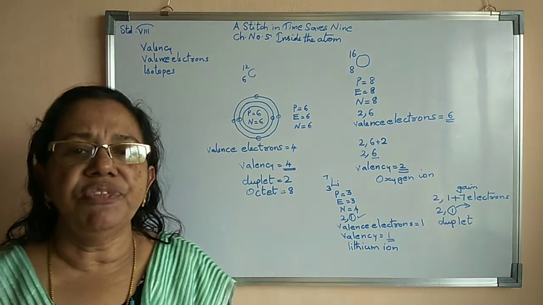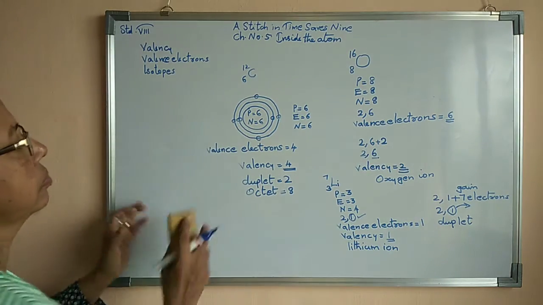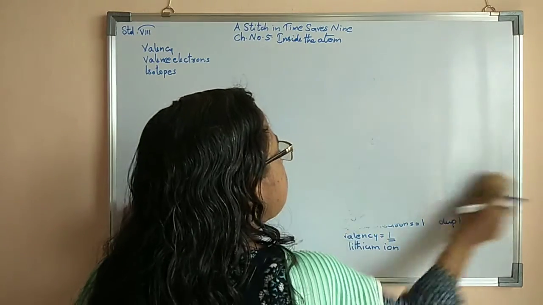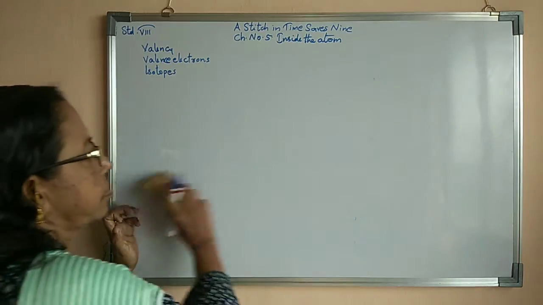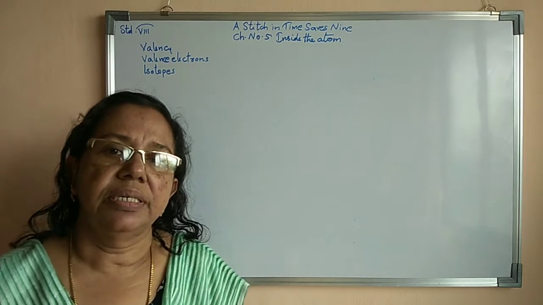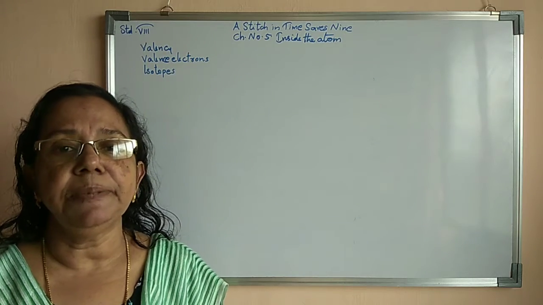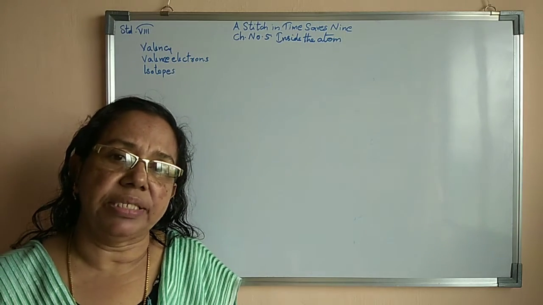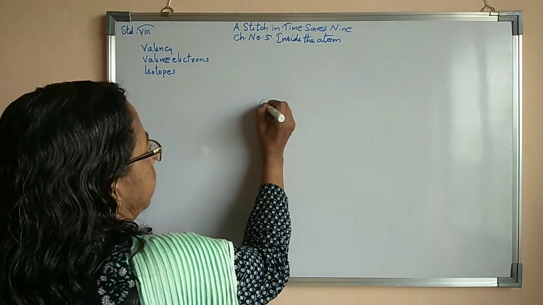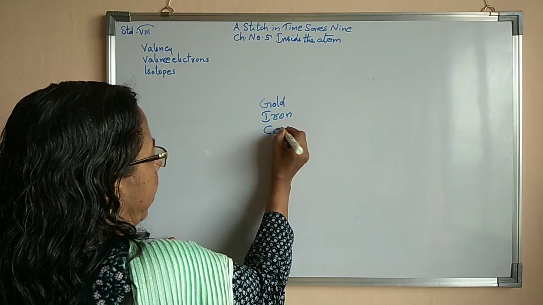Now we are going to study what isotopes are. Isotopes are atoms of the elements. Now what is their speciality? For example, I am showing you the element gold, the element iron, and even the element copper here.